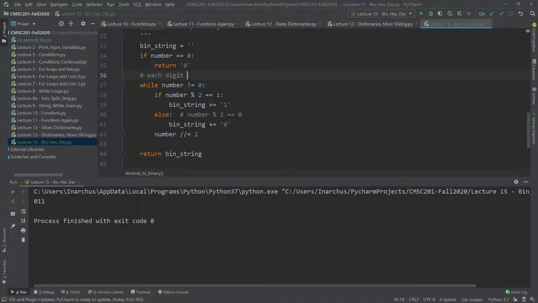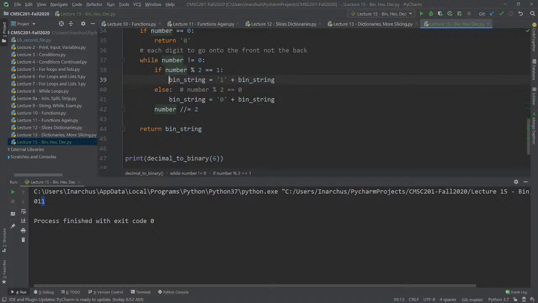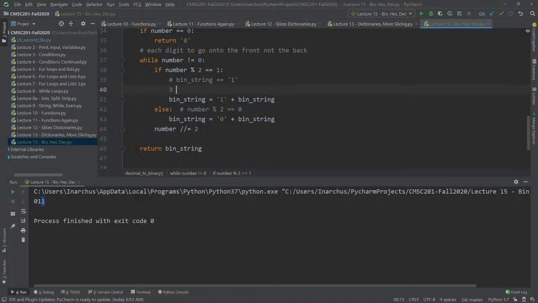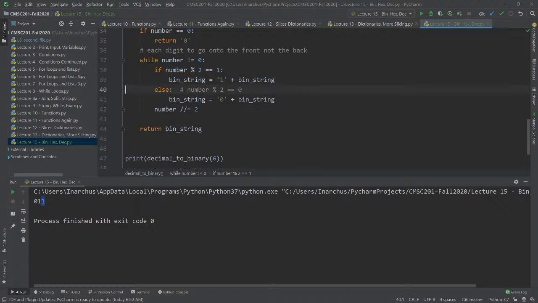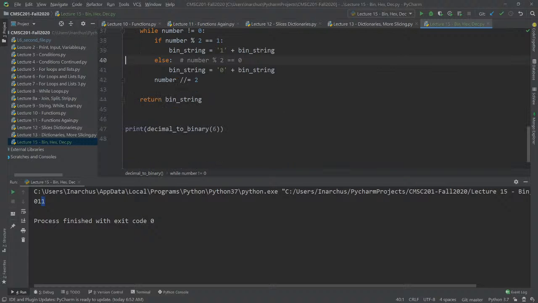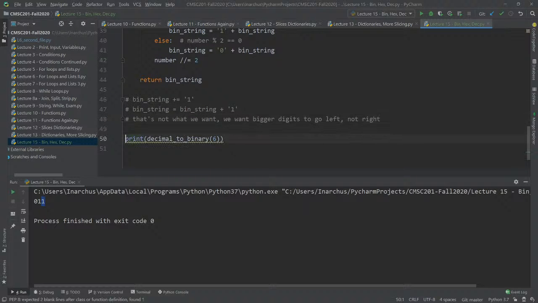We want each digit to go onto the front, not the back. Because when you do the second digit, then it's going to go onto the back. It's always adding itself onto the back. So in order to prevent this, we want it to go onto the front. And so this is a little weird. It's a different construction, right? This is not plus equals, because plus equals is going to do the same thing, and that's not what we want. We want bigger digits to go left, not right. So, okay, that's basically the explanation of what we're doing with these 2 lines of code here. But anyway, let's run it now. There we go, 110.